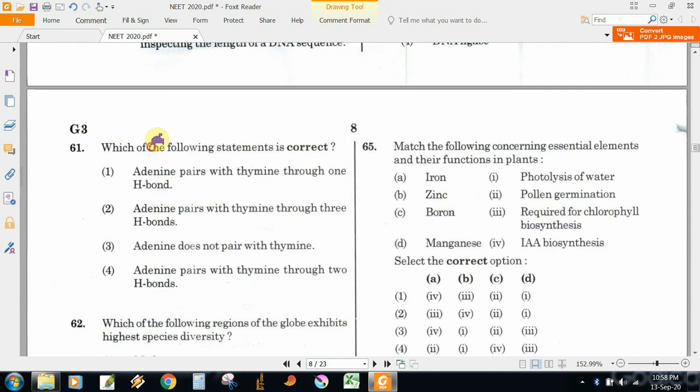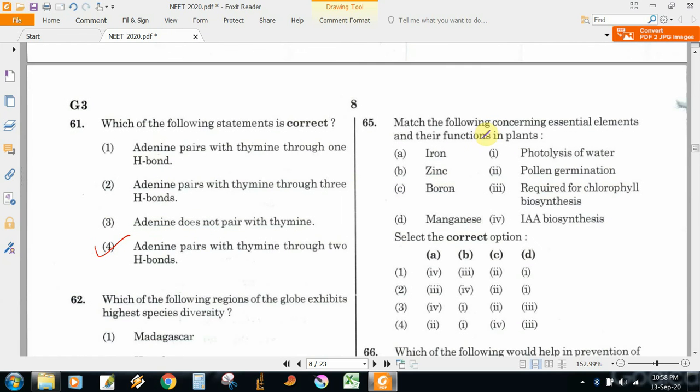Now, which of the following statements is correct? Adenine pairs with thymine through one bond? No. Adenine pairs with thymine through three bonds? No. Three hydrogen bonds, sorry. Adenine does not pair with thymine. No, it bonds with thymine. Adenine pairs with thymine with two hydrogen bonds. Exactly. It is the right answer.